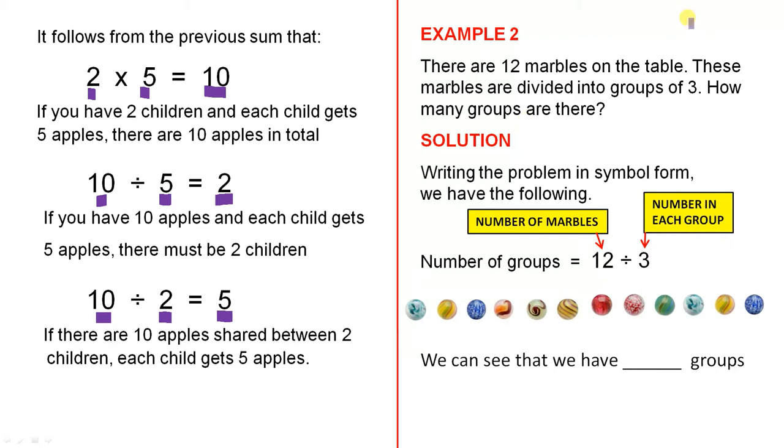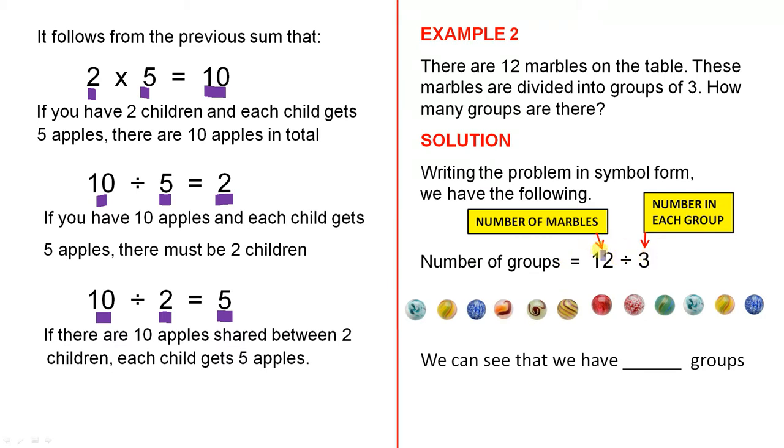Example 2. There are 12 marbles on the table. These marbles are divided into groups of 3. How many groups are there? Solution. Writing the problem in symbol form, we have the following. The number of groups is 12 divided by 3.